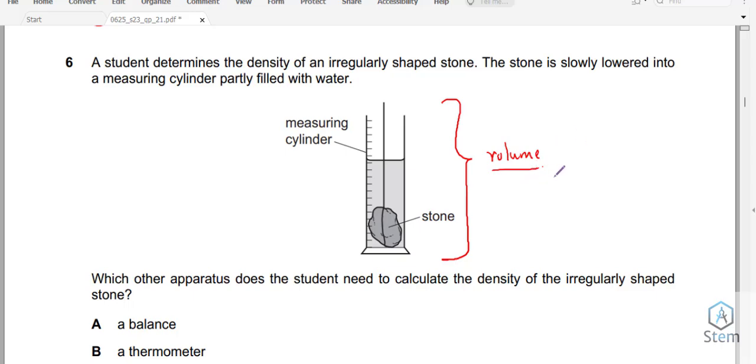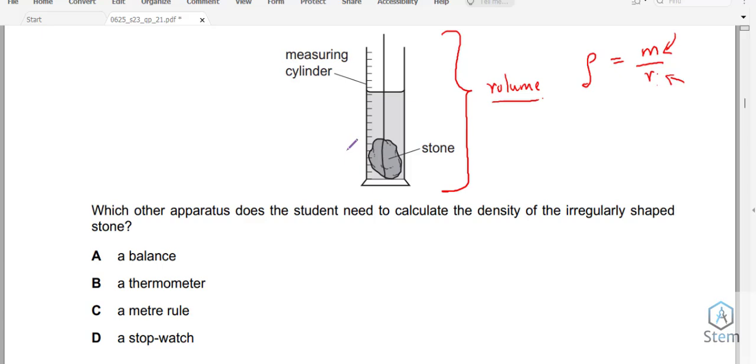Now, on top of volume, we are going to need the mass of the stone, because the formula for density is density equal to mass over volume. So we have the volume of the stone, now we need the mass. And what instrument do we use to measure the mass of this stone? We need a balance.